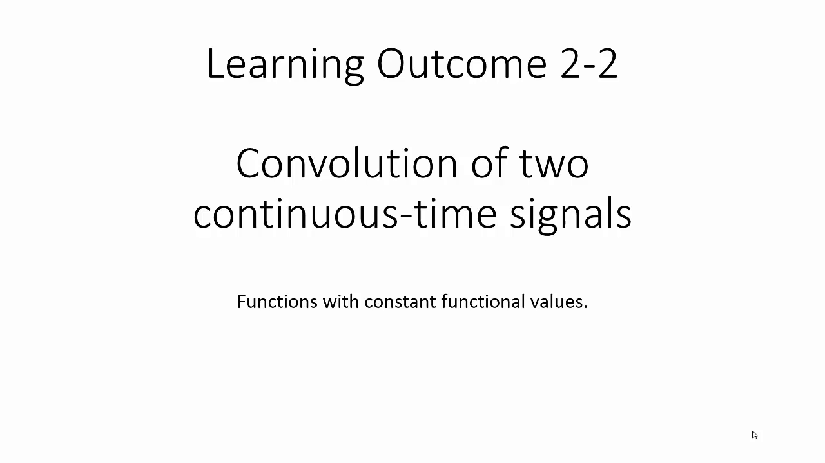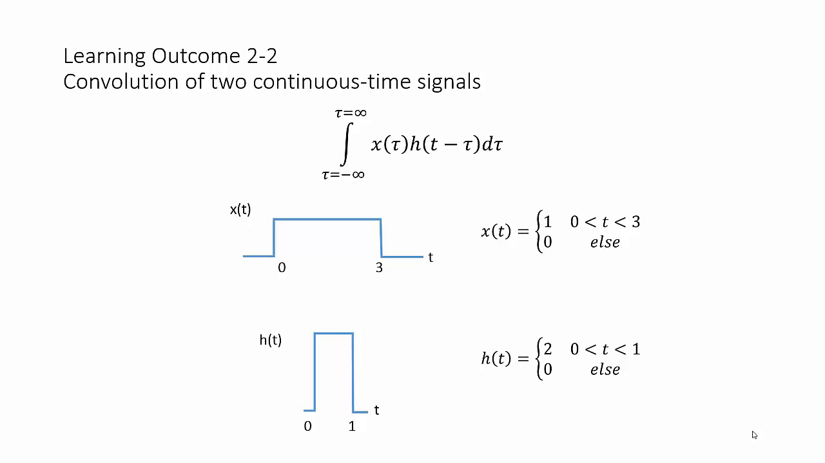Learning outcome 2-2, convolution of two continuous time signals, examples with a function with constant functional values. We've introduced to you the convolution integral and the convolution sum. Now we're going to work through a problem about how to use this for problems. These problems are typical ones we start with, where we're talking about something with a constant value, limited in time. This will give you the general idea about how to actually use this integral to solve a problem.